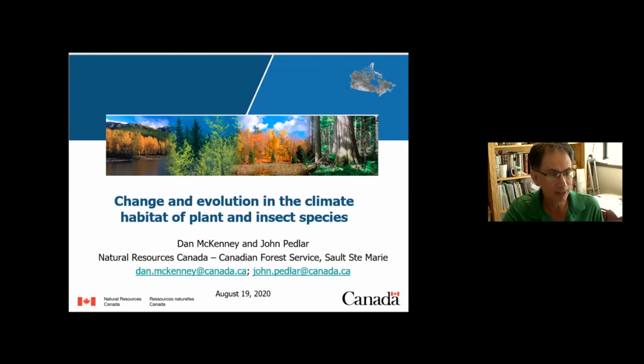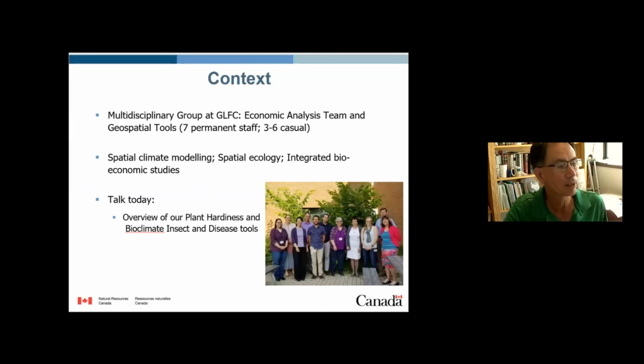We're just going to talk about change and evolution in the climate habitat of plants and insect species. David, you wouldn't know this bit, but I thought after we communicated, we'd show you a couple of different things as well that might be of interest. So yes, we're a multidisciplinary group. Our name changes every now and then. So we're called the Economic Analysis Team in Geospatial Tools.